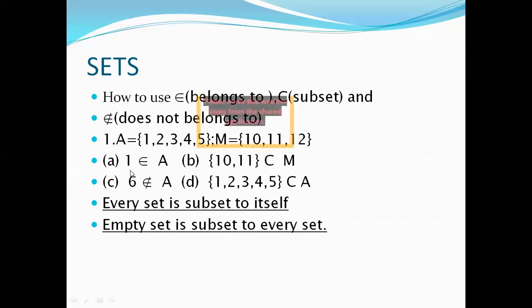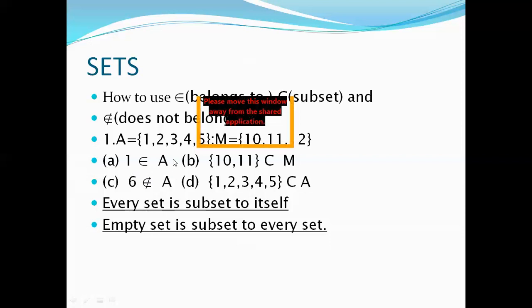So see here, one is only a single element. One is there in set A, yes, it is there in set A. So write one belongs to A. Now, the next question: 10 comma 11 is a set. So 10, 11 is a subset of which set? M set. So what symbol do you have to use here? Subset, not belongs to. You have to use subset here because this is a set and M is also a set. Here, one is not a set, one is an element, but A is a set. Element to set comparison, belongs to; set to set comparison, subset.